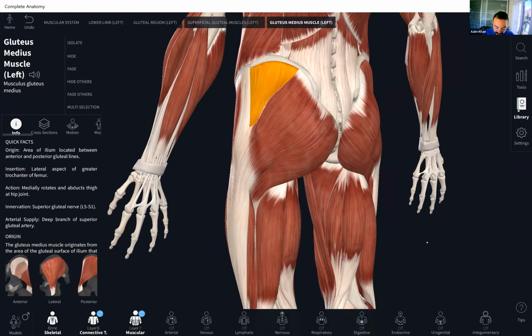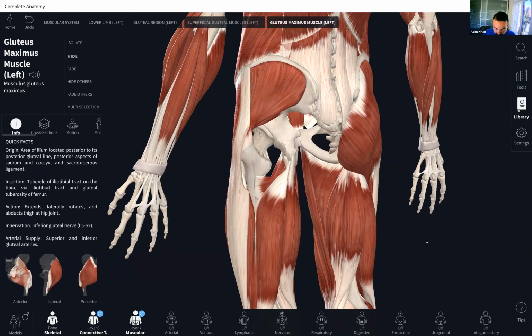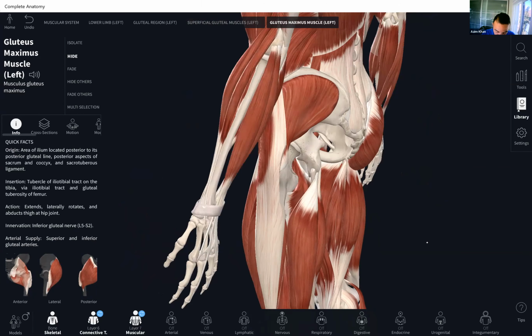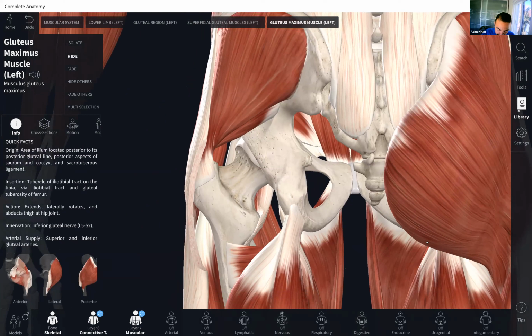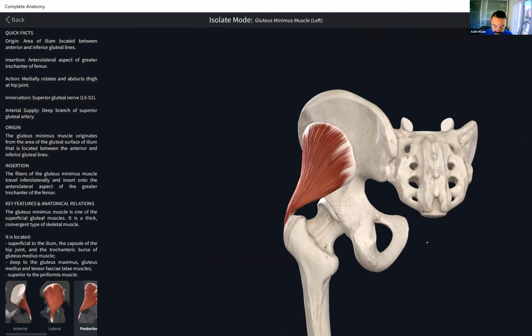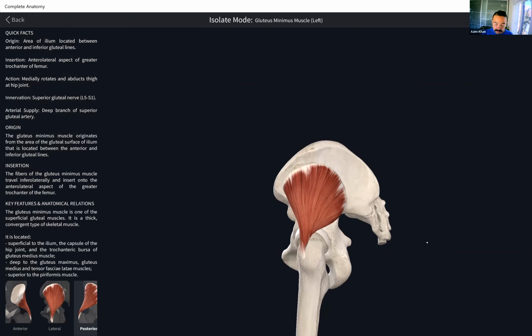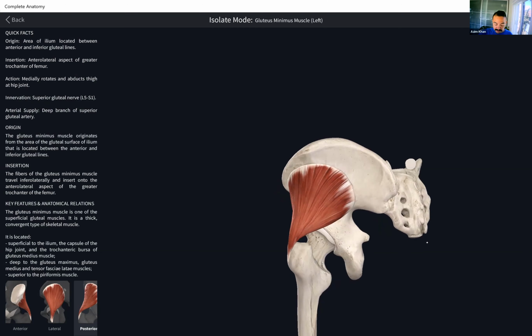Gluteus minimus, we have to hide the maximus to see it. So let's do that. Actually, you can see it peeking right here. Here's gluteus minimus. Let's isolate it. Smaller, deeper to gluteus medius.